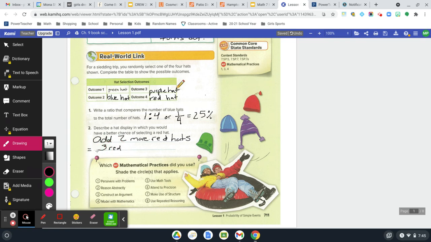right? And if I write this as a ratio, so I'm going to put it in fraction form. If I add 2 more red, that means I no longer have 4 total hats. I have 6 total hats.